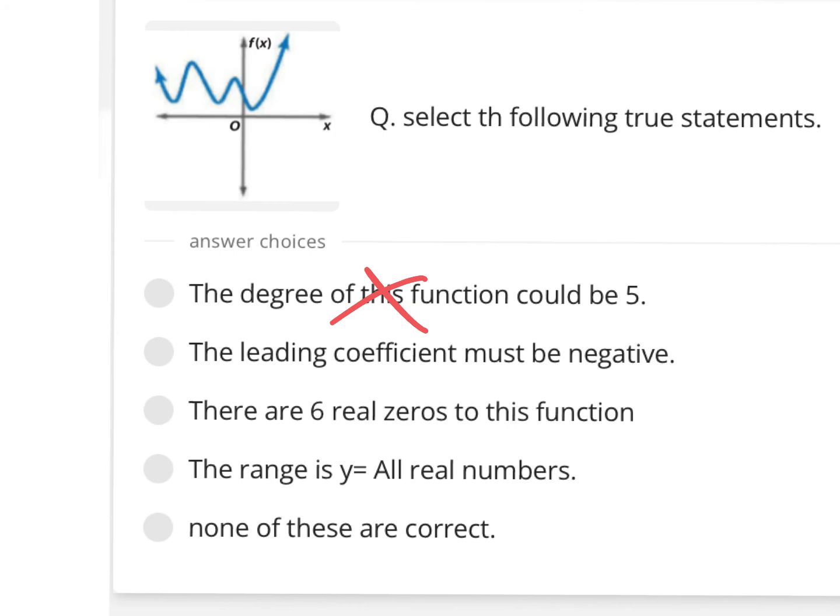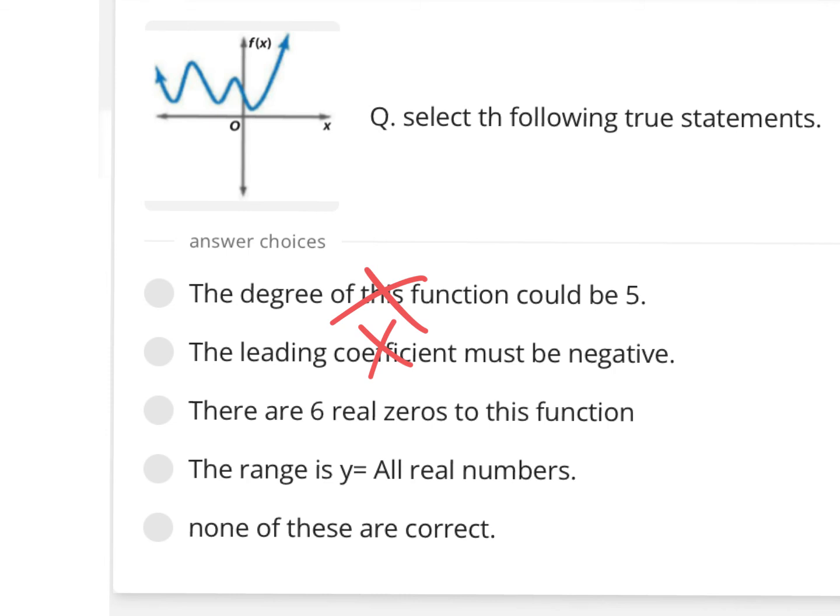The leading coefficient must be negative. That's false also, because a parabola that has a positive leading coefficient has end behavior in quadrant 2 and quadrant 1, right? A parabola opens up like that. So if your leading coefficient's positive, it opens up. If it has to be negative, that means it would open down. So your end behavior would be down here and down here, if that were true. But it's opening up, so definitely the leading coefficient is not negative.